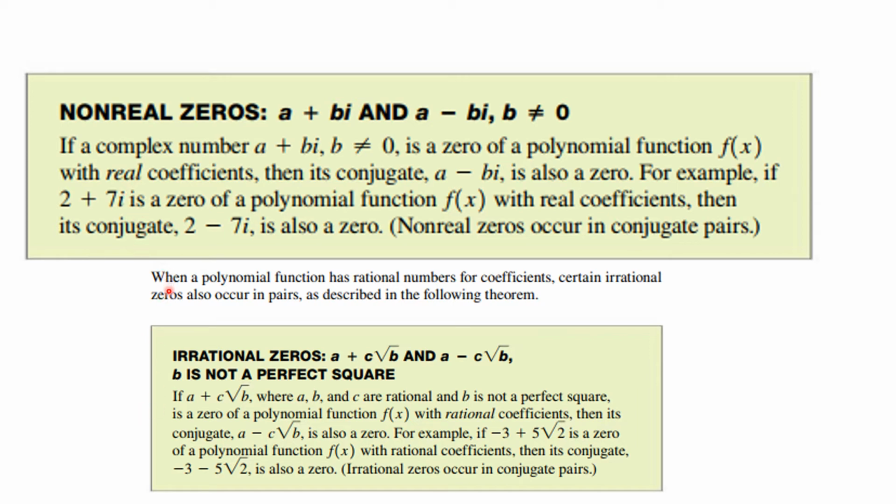When a polynomial has rational numbers for coefficients, the same kind of thing is true for irrational zeros. They'll occur in pairs which are conjugate pairs, and that's what this next statement is about. So if a plus c square root of b, where a, b, and c are rational and b is not a perfect square, is a 0 of a polynomial with rational coefficients, then its conjugate a minus c times the square root of b is also a 0. So irrational zeros can occur in conjugate pairs in this situation. Again, it was important that there be rational coefficients.